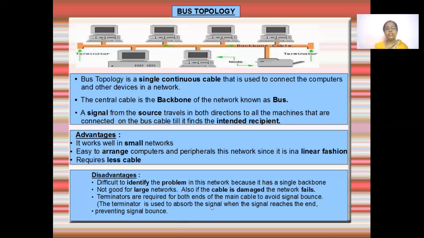The terminator is used to absorb the signals when the signal reaches the ends, preventing it from bouncing. This is bus topology. The next topology is star topology.